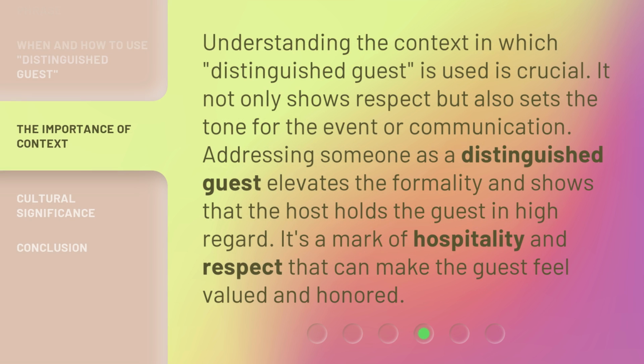Understanding the context in which distinguished guest is used is crucial. It not only shows respect but also sets the tone for the event or communication. Addressing someone as a distinguished guest elevates the formality and shows that the host holds the guest in high regard. It's a mark of hospitality and respect that can make the guest feel valued and honored.